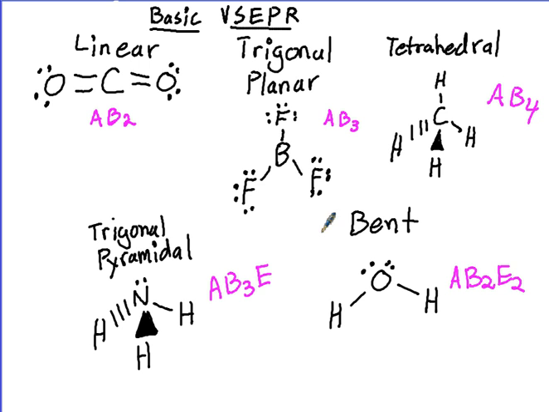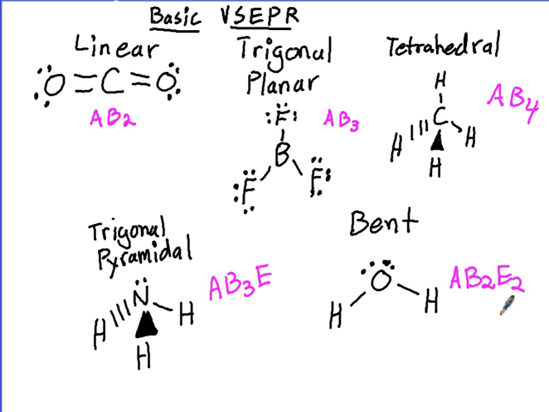Now the difference maker over here comes when you have E's involved. On that same A atom, you can have free pairs of electrons. For each of those free pairs, we call it an E. So for water, we have A, B, B, so that's A, B2, E2, because we have 2 total pairs of electrons. So this would be an A, B2, E2 molecule.